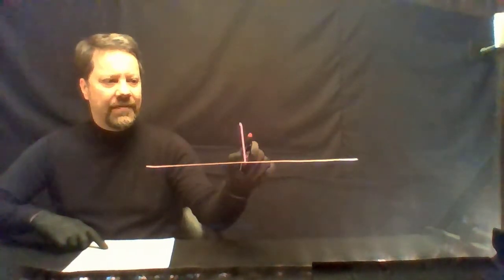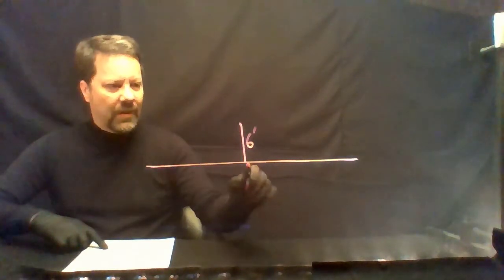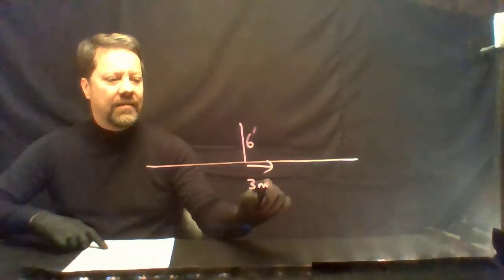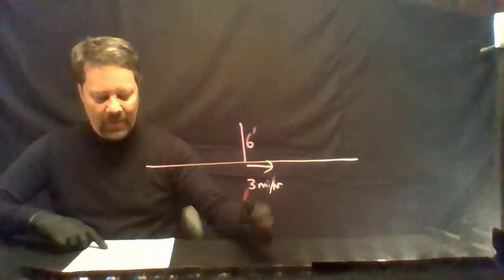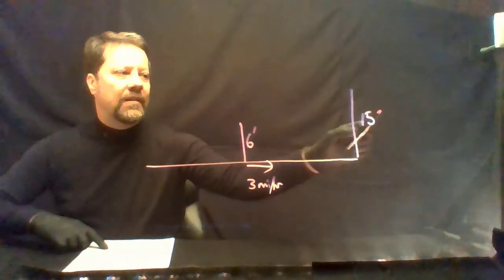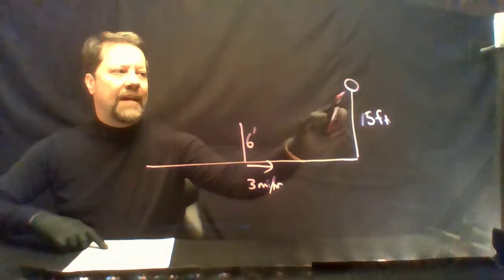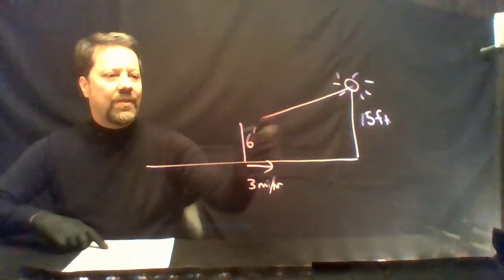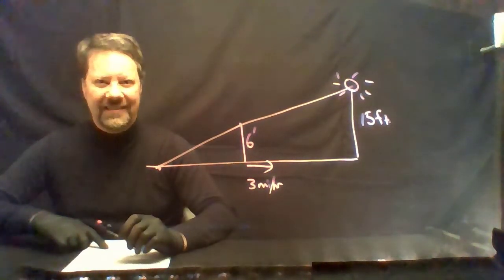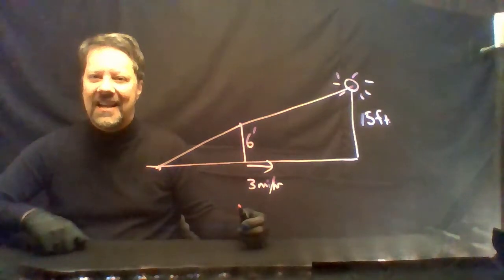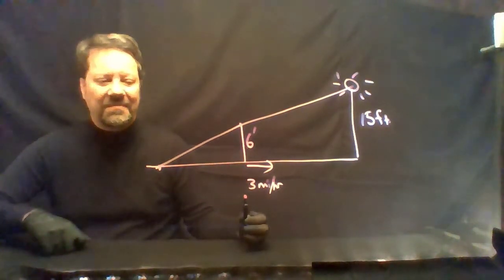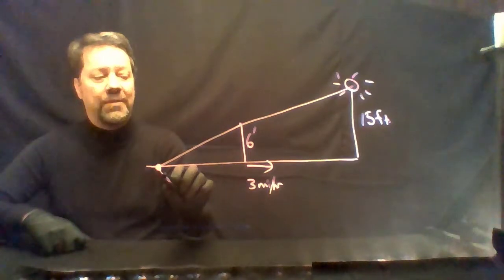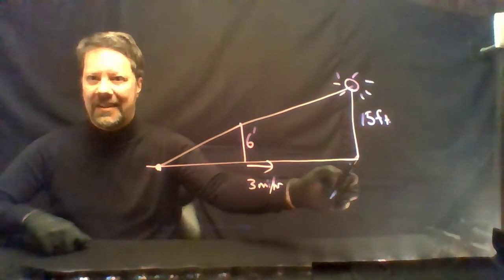On our last problem, the last problem says a person 6 feet tall walks at 3 miles per hour towards a 15-foot tall lamp. How fast is his or her shadow moving? I like this as a good exam type problem. How fast is the shadow moving in particular relative to the lamp?